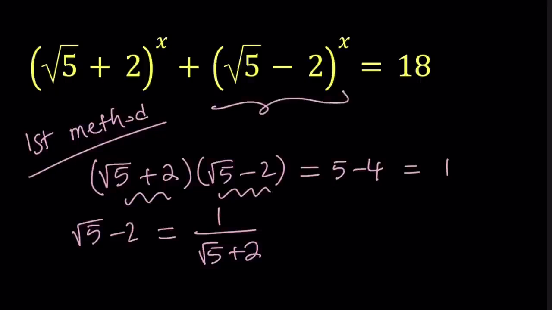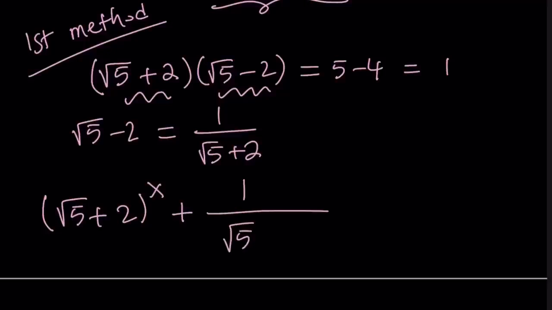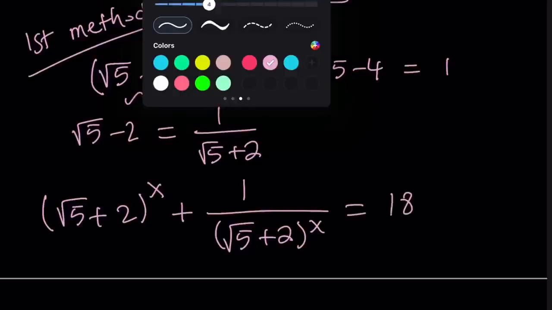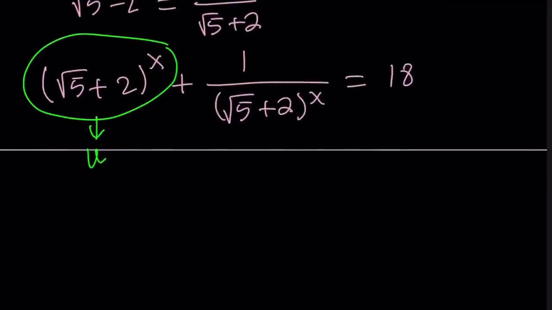So let's go ahead and replace √5 − 2 with 1 over √5 + 2. It's going to give us (√5 + 2)^x from the original equation plus 1 over (√5 + 2)^x equals 18. And obviously this calls for substitution, right? So we're going to call this something. How about u? If you call that u, we get the following equation: u + 1/u = 18.